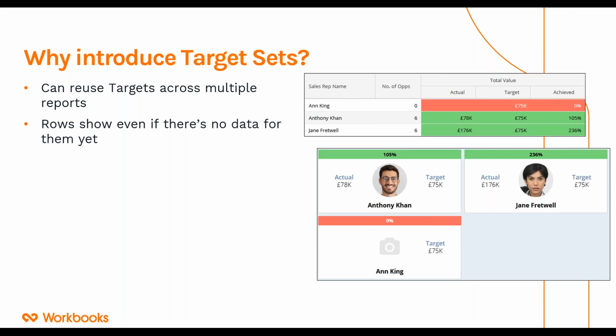Another driver for introducing these target sets was that we wanted a way to see a row showing the target, even if there isn't any data yet against that target. So for example, if it's the beginning of a month and no one's sold anything yet, they've got targets, but they might not have sold anything. With target sets, you'll see rows showing the target, even though nothing's been achieved. The two screenshots here show the same report. One is just shown as a grid and one is shown in a card layout. But in both instances, you can see an entry for Anne King, and you can see that she hasn't actually sold anything yet. With the original way of doing things, you couldn't see that.